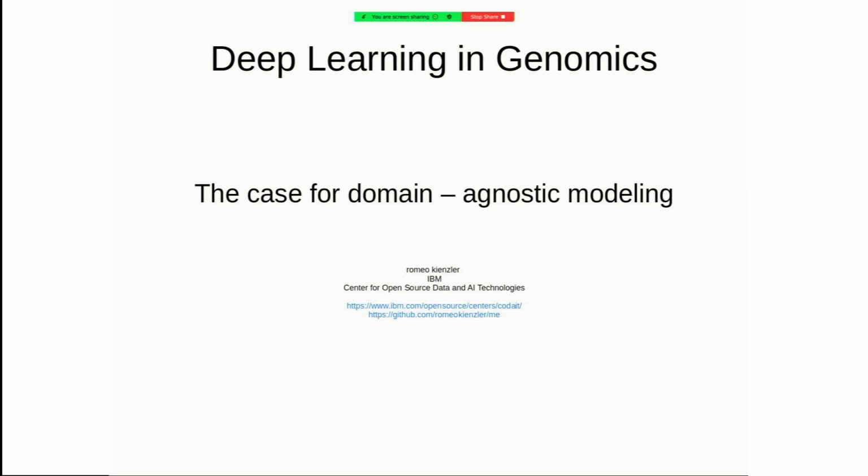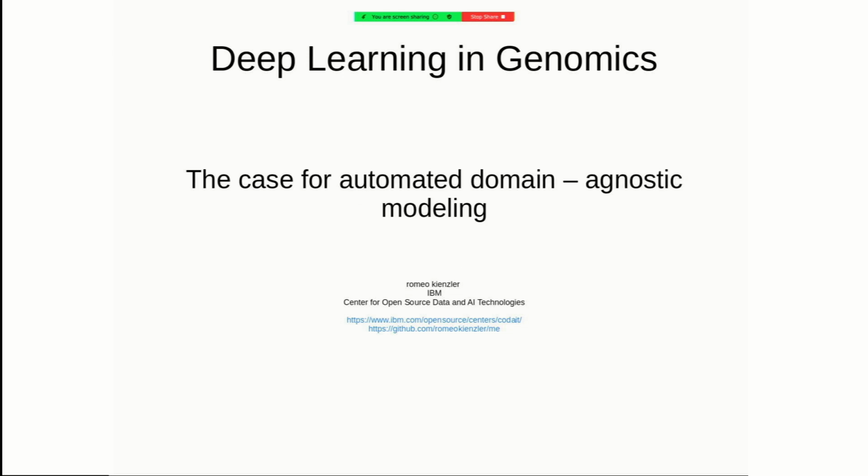Okay, so I gave this talk already, and I just did a little update, but a little update is actually quite impactful, as you will see later. So this was the starting slide from the last lecture I gave, I think 1 or 2 years ago, and the title was Deep Learning in Genomics, and the case for domain agnostic modeling, and I'm stressing and emphasizing the domain agnostic here. So I have now updated this first deck, and actually I added just one word. Let's see if you can spot it.